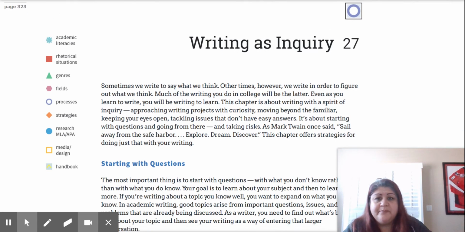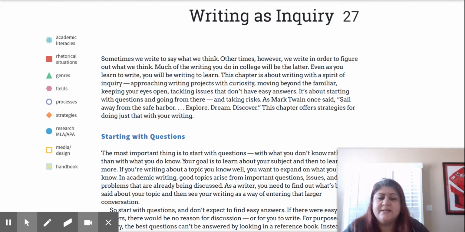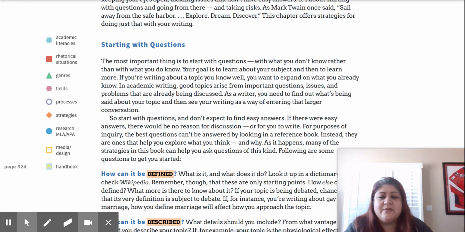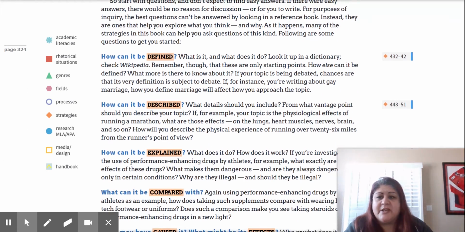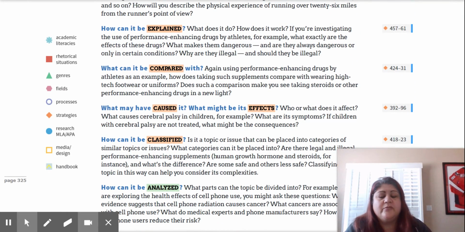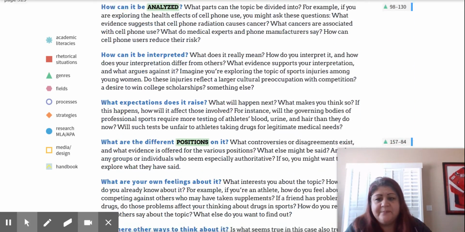As you can see, Chapter 27 is talking about writing as inquiry, because part of our job as academics is to question, to be curious about, to dive deeper into why. That's really where we focus, is on the why. So this whole chapter talks about information like that, like how can it be defined or described? How can it be explained? So just really adapting to the idea of inquiry, right?